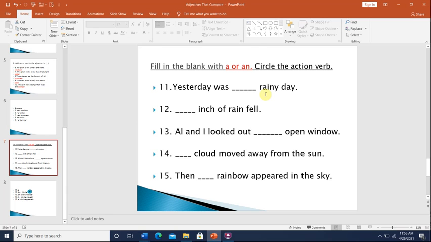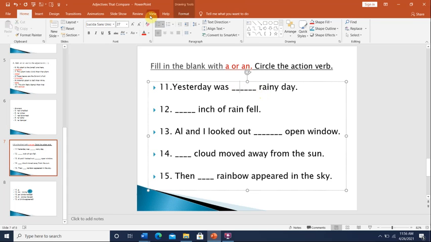And remember the smiley face that we drew? So we use an with them. But we use a when the next word begins with a consonant letter, which are the other letters of the alphabet. So yesterday was a rainy day or an rainy day. Rainy begins with a consonant letter, so we will put here a. Okay, yesterday was a rainy day.